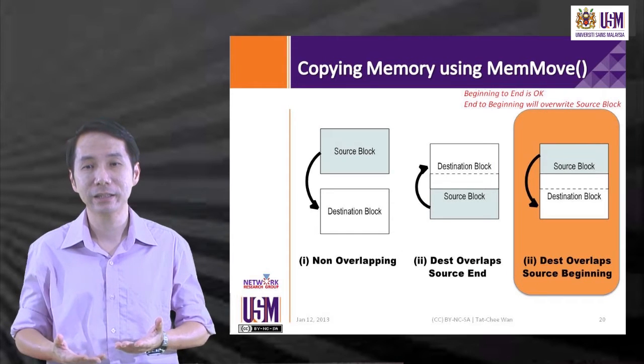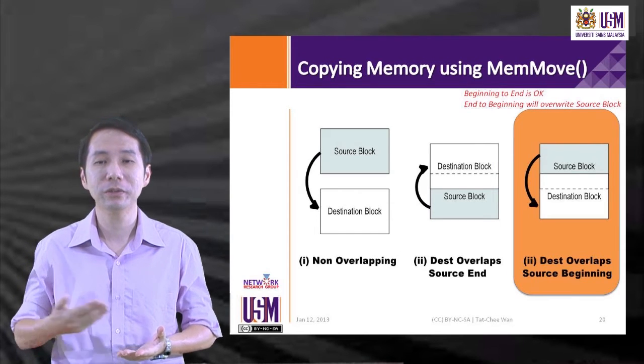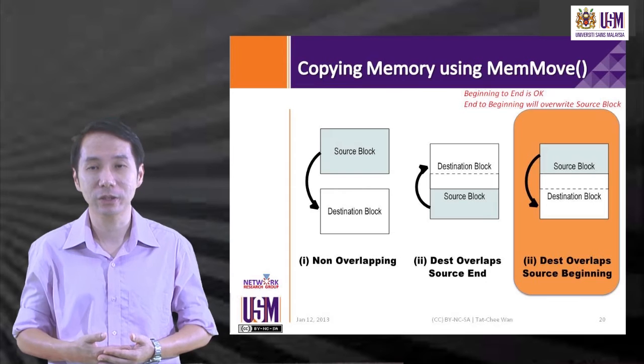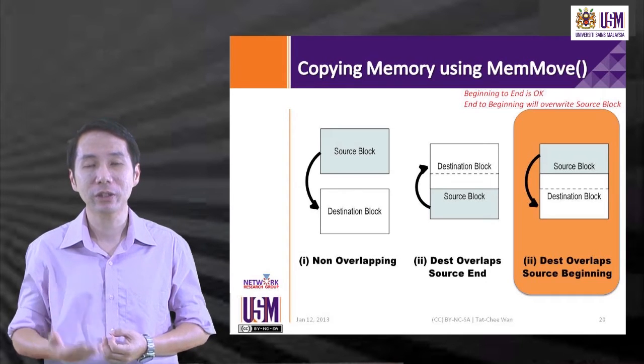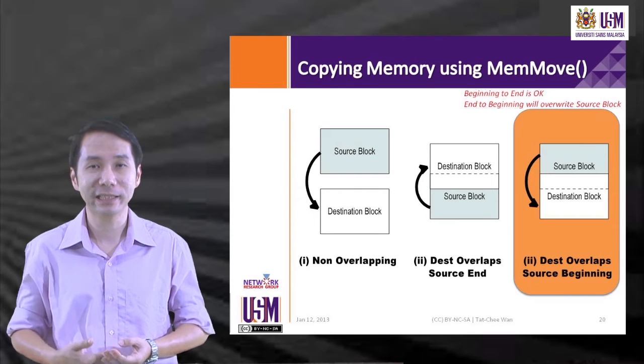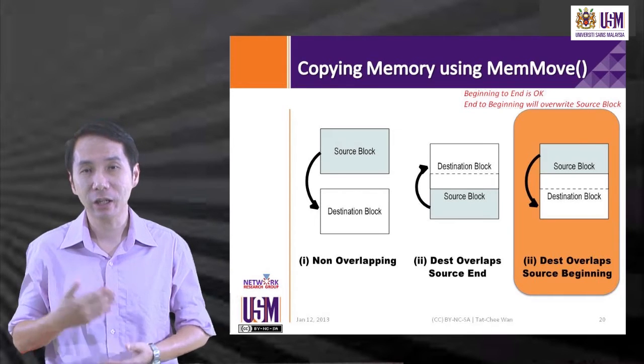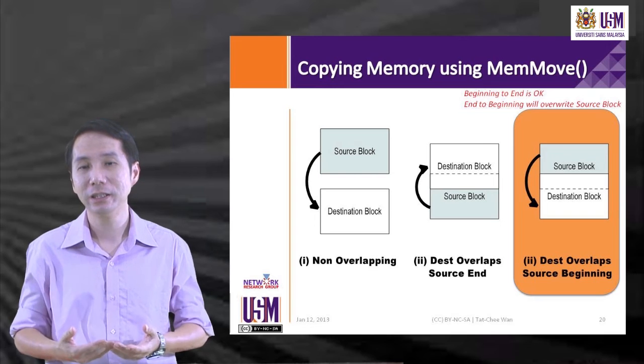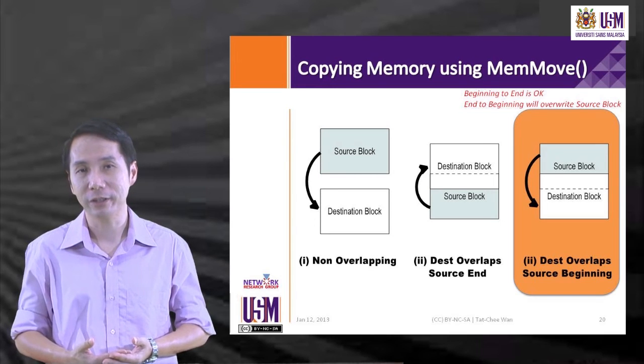Now in the last case, we have the destination block overlapping the beginning of the source block. In such a case, we will copy from the beginning of the source block to the end of the source block into the destination block. Doing it the opposite way again will corrupt the values that we copied.